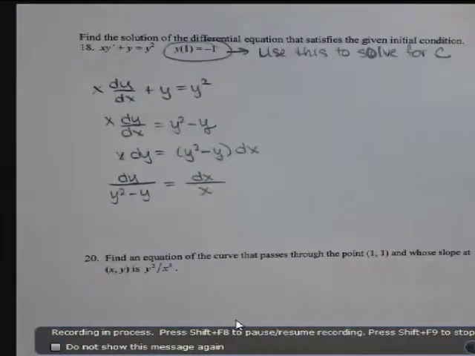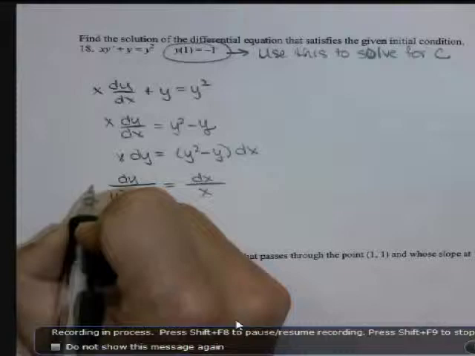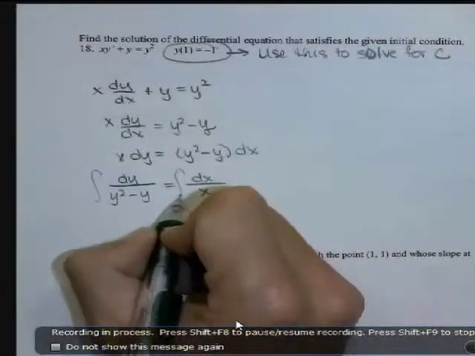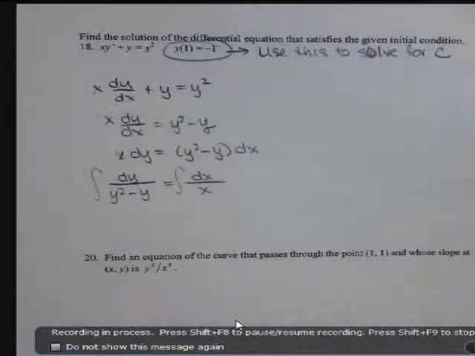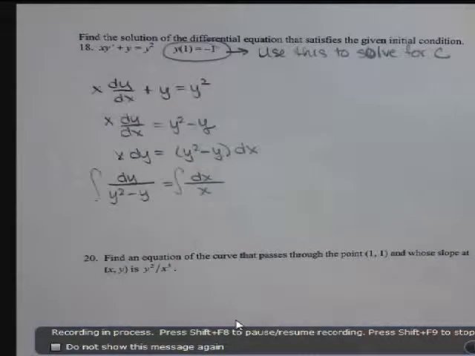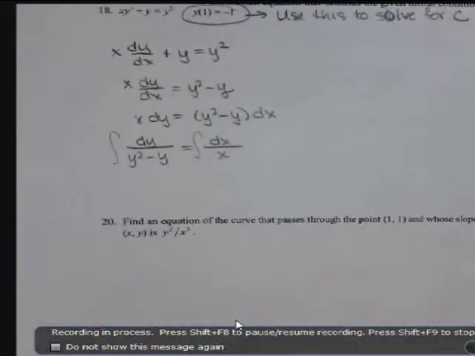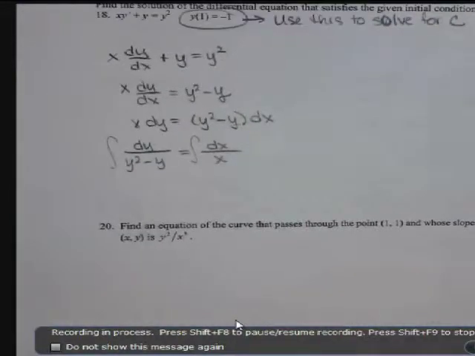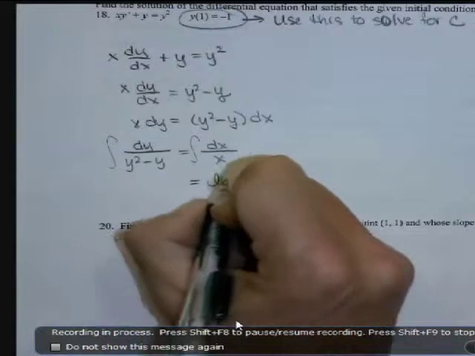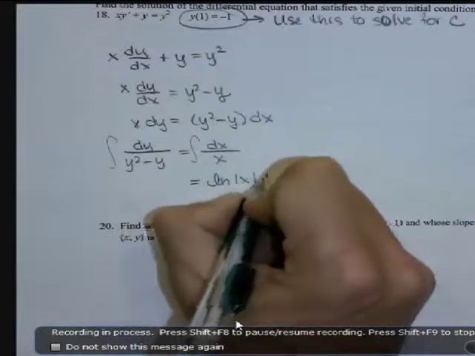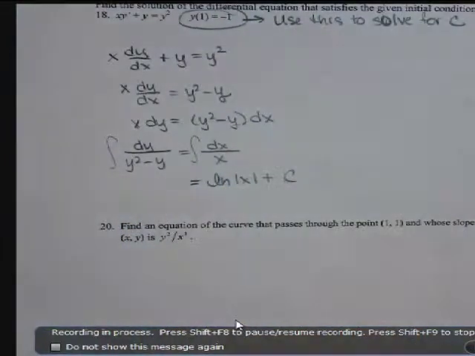So now all of the y's are on one side, all of the x's are on the other, and so we're ready to integrate. And the right-hand side isn't bad. The antiderivative of dx over x is ln. And I'll just put the plus c on that side.